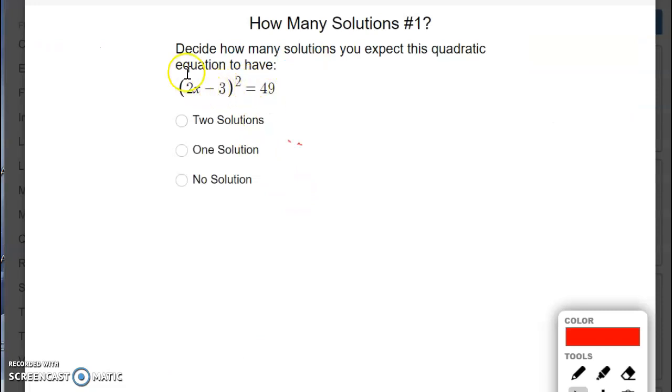Card number 13. Decide how many solutions you expect this equation to have. We take a square root of both sides. The right hand side becomes plus or minus 7. So that means we have two different versions of an answer. It's going to be two solutions. What about this? We divide both sides by 2. Then you take a square root, and you're going to take a square root of negative 2. We can't have a square root of a negative number. That means there's going to be no solution.